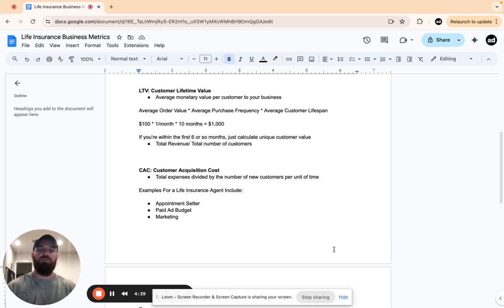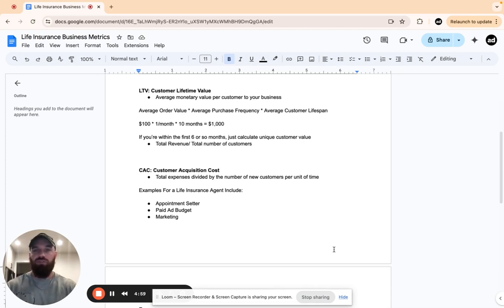If you're newer to the space, let's say you're within your first 6 months or so, we would just recommend to calculate what we call the unique customer value. All that really is just going to be your total revenue that you've generated right now, year to date, and then you're just going to divide that by the number of customers that you've got.